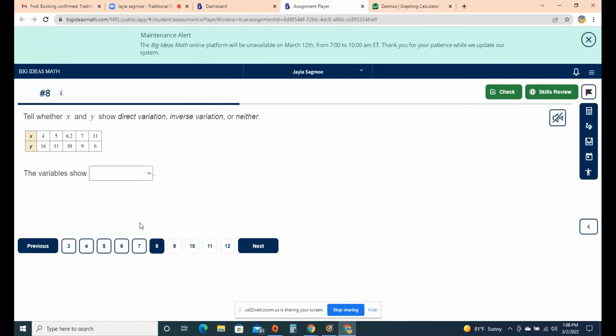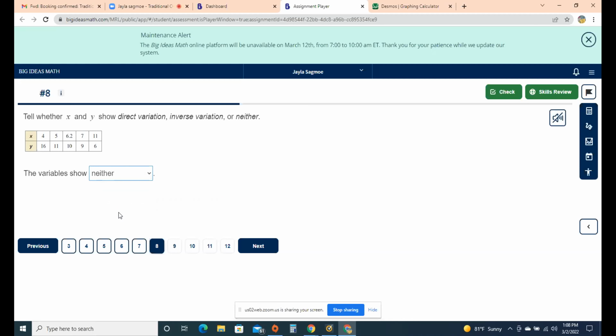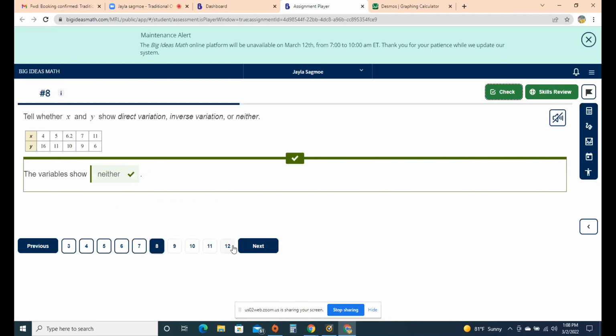Okay, so this time again, if you multiply the numbers, okay, 4 times 16, that's 64. 5 times 11, that's 55. Do you see how they're different? Right, yeah. Okay, so it's not inverse. Now, if we divide, like 16 divided by 4 is 4, but 11 divided by 5 is not 4. It's 2. So this appears to be neither. Nice.